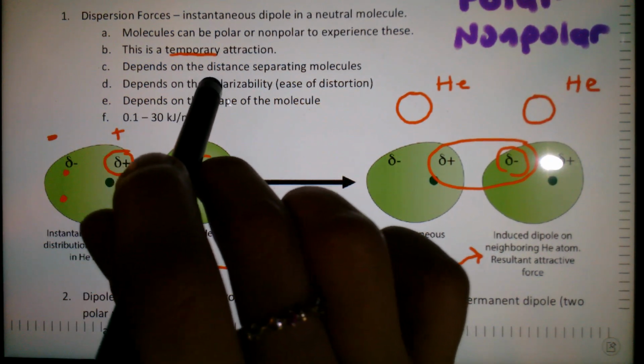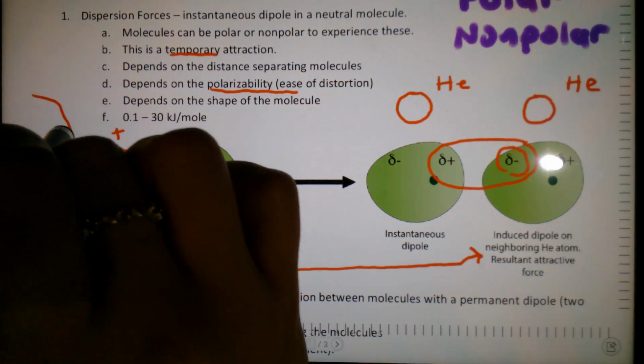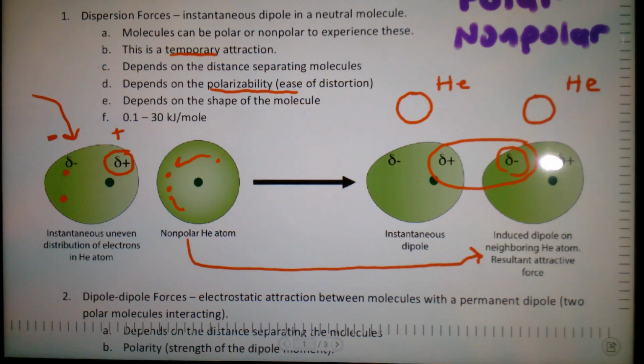Depends on the polarizability. Polarizability is the ease of distortion. So let's think about things that would be easily distorted. The first one is number of electrons. For example, helium just has 2 electrons. For an induced dipole to form, we'd be counting on both of those electrons being on the same side of the atom. Doesn't seem super likely to happen.